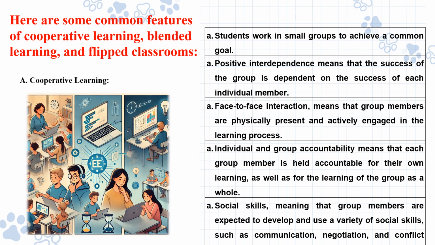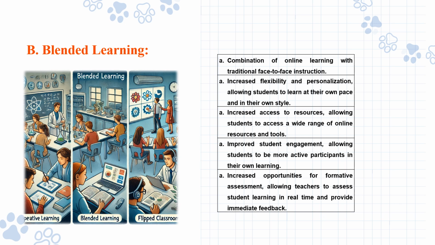4. Individual and group accountability means that each group member is held accountable for their own learning, as well as for the learning of the group as a whole. 5. Social skills, meaning that group members are expected to develop and use a variety of social skills, such as communication, negotiation, and conflict resolution.